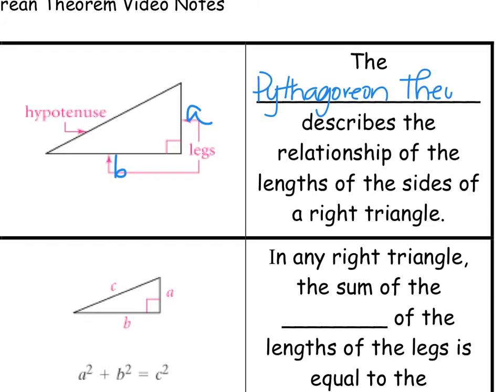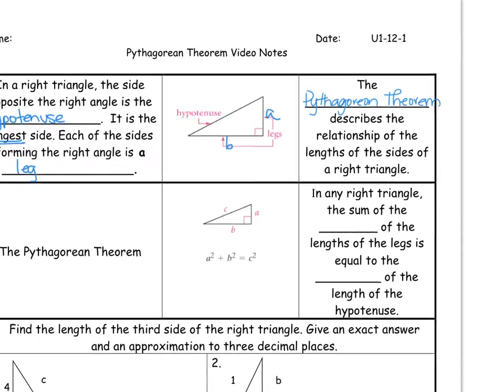theorem. And actually, Pythagoras, who was a Greek mathematician, did not discover this theorem. He actually traveled to Egypt, stole it from the Egyptians because that's what they used to build the pyramids, and then he stuck his name on it.